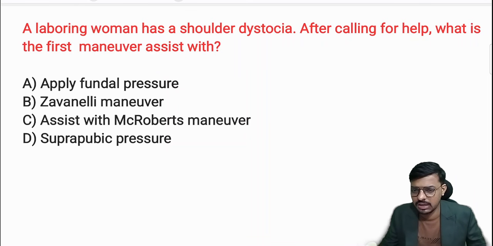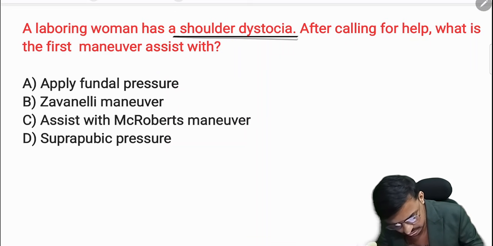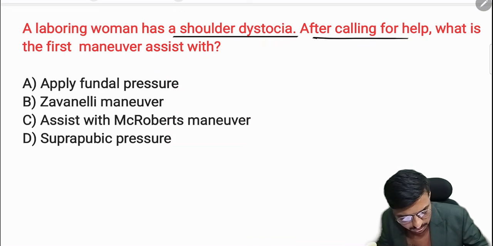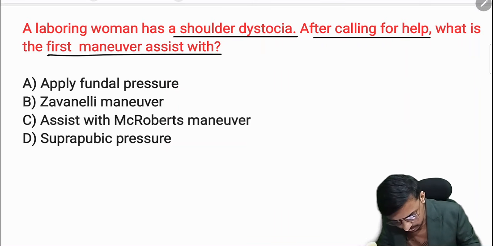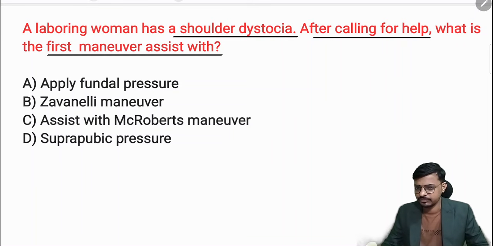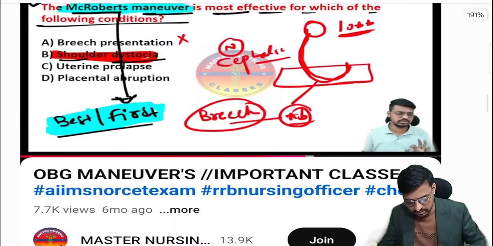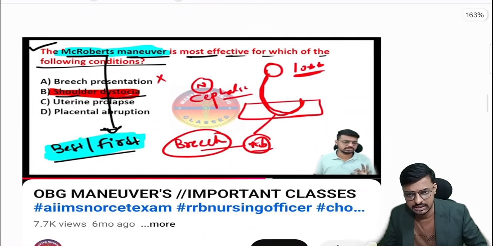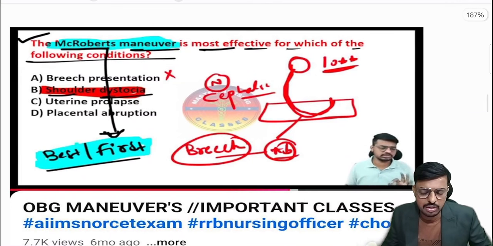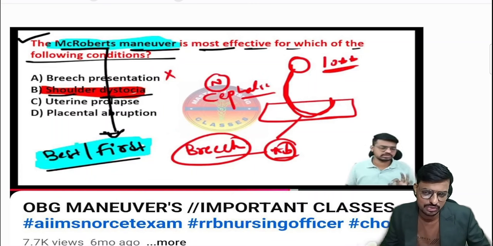A laboring woman has a shoulder dystocia. After calling for help, what is the first maneuver which will help to assist with this particular shoulder dystocia? Yes, I told the first and best maneuver. Always look at this important OBG classes manual video I have shared in your WhatsApp channel and WhatsApp groups. I told you students, please read all the OBG manuals. Definitely the question will come. Yes, the question has struck in your exam.